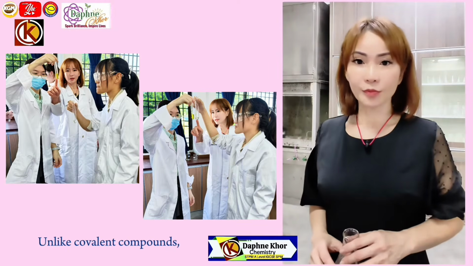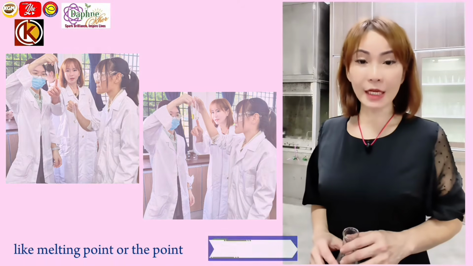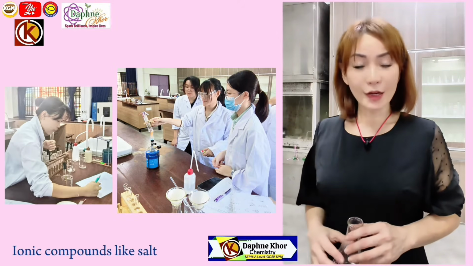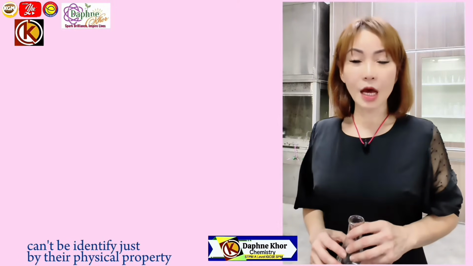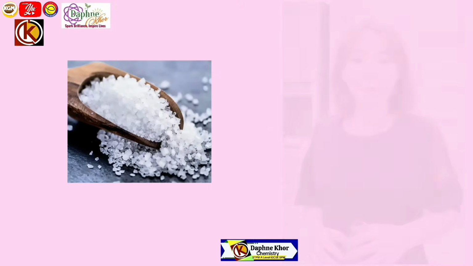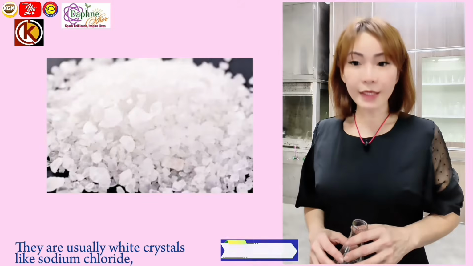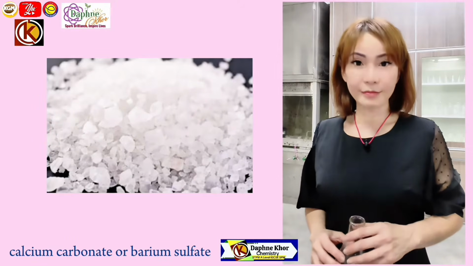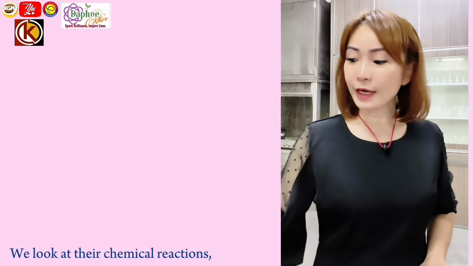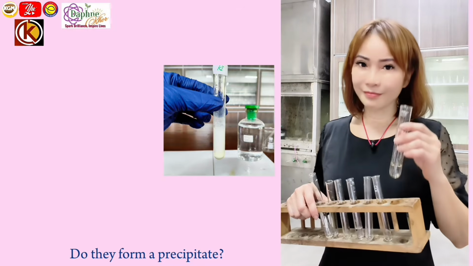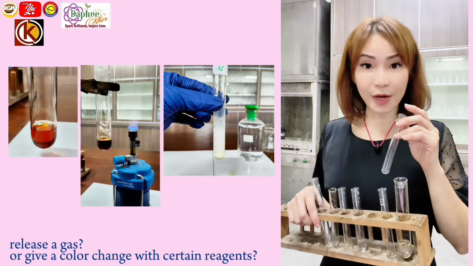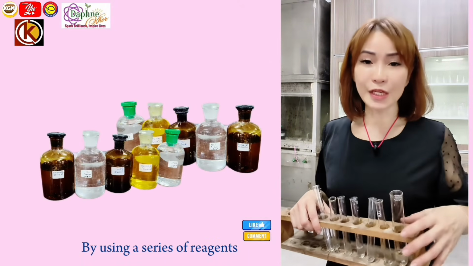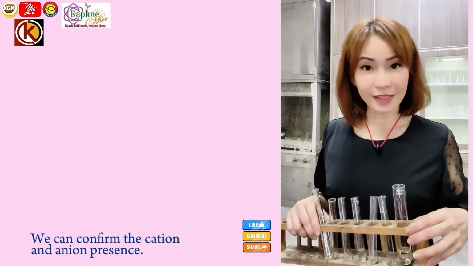Unlike covalent compounds, which are often identified by physical properties like melting point and boiling point, ionic compounds like salts cannot really be identified just by their physical properties. This is because many of them look the same. They are usually white crystals, like sodium chloride, calcium carbonate, or barium sulfate. So, to know which ions are actually inside, we look at their chemical reactions. They form a precipitate, release a gas, or give a color change with certain reagents. By using a series of reagents, we can confirm the cation and anion presence.